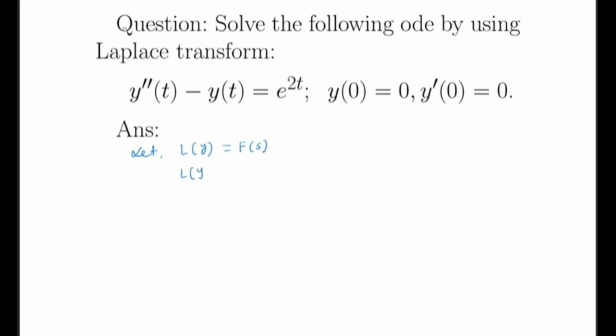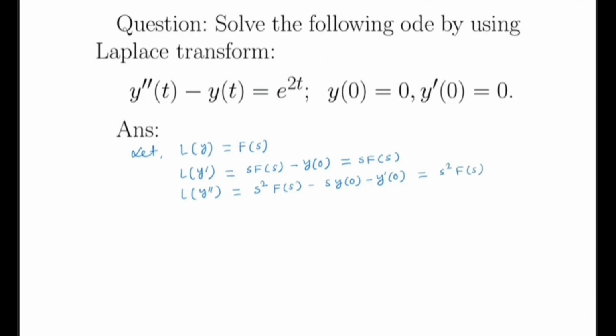Then we know that the Laplace transformation of y prime is s times F(s) minus y(0). y(0) is nothing but 0, so it is simply sF(s). And L of y double prime is s square F(s) minus s y(0) minus y prime(0). So since both y(0) and y prime(0) are 0, it is s square F(s).